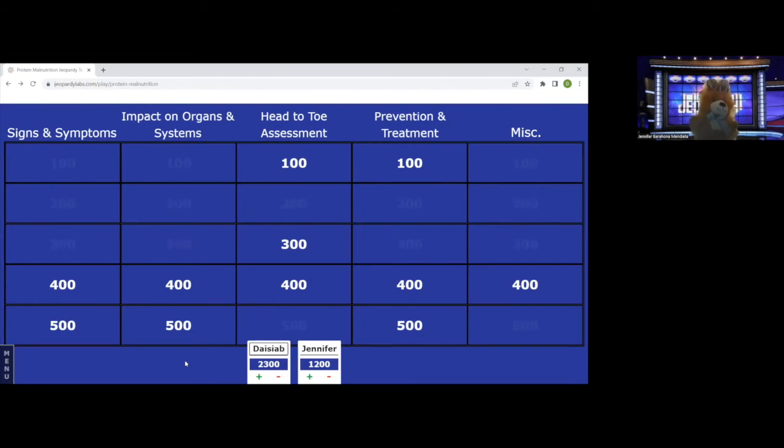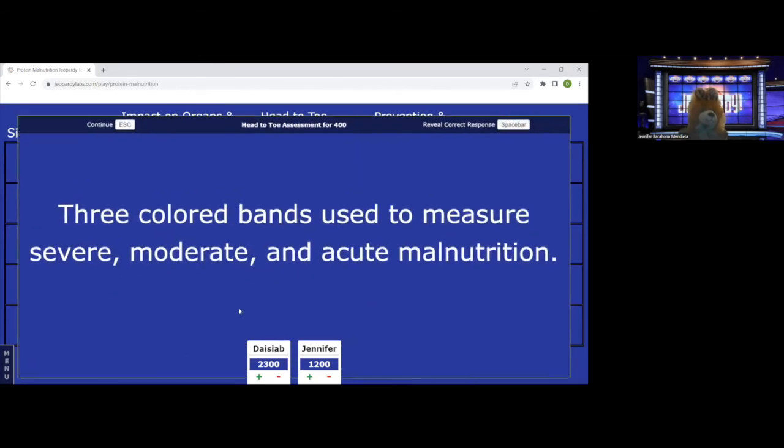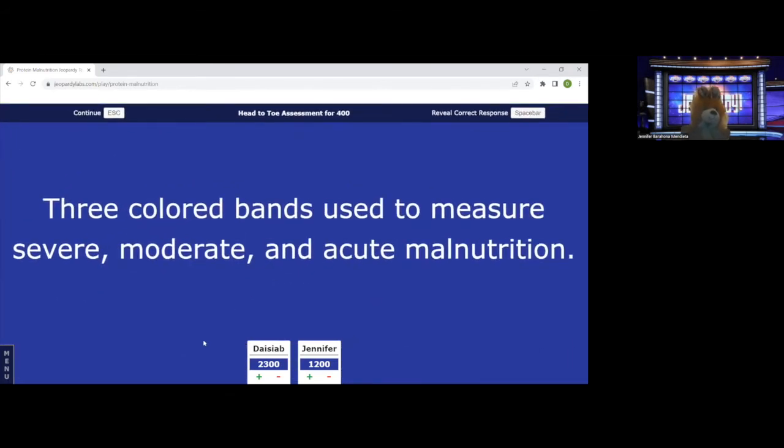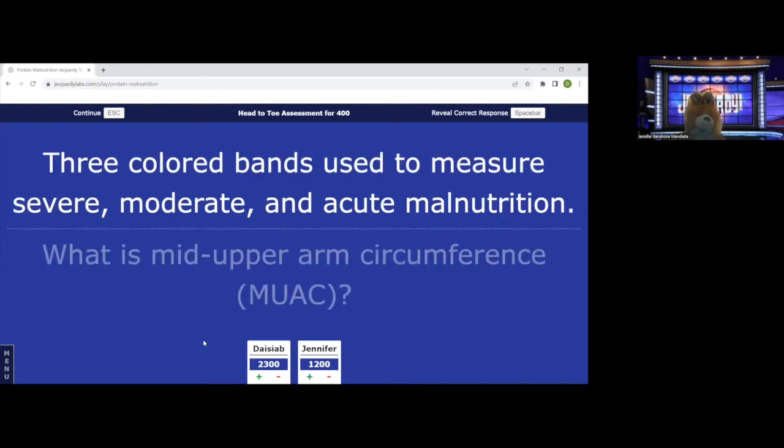Let's do head to toe for 400. Three colored bands used to measure severe, moderate, and acute malnutrition. What is mid-upper arm circumference? That is correct. What is mid-upper arm circumference, MUAC?